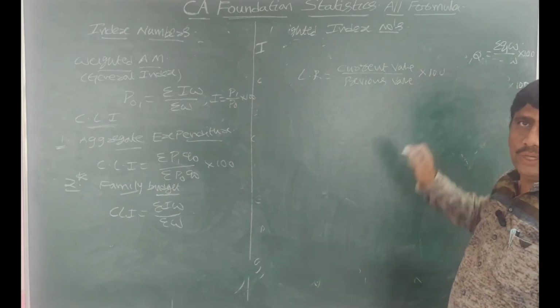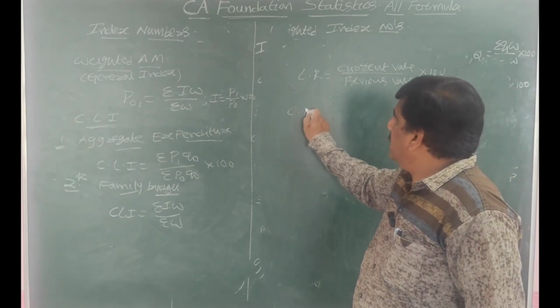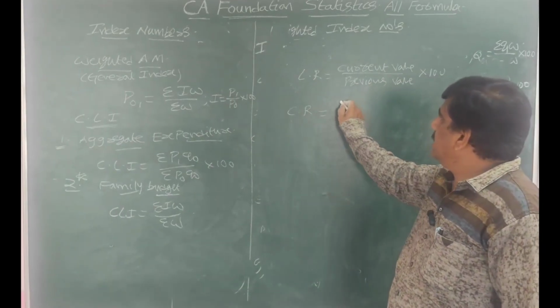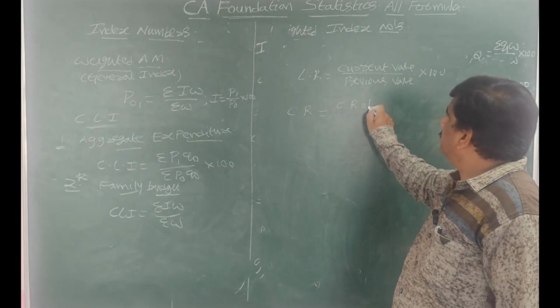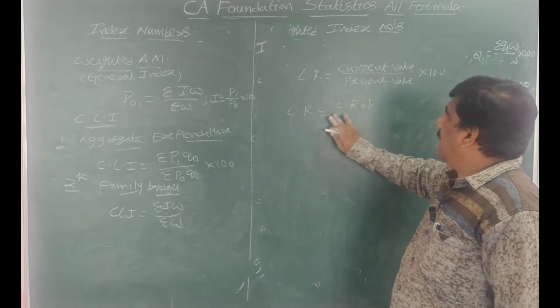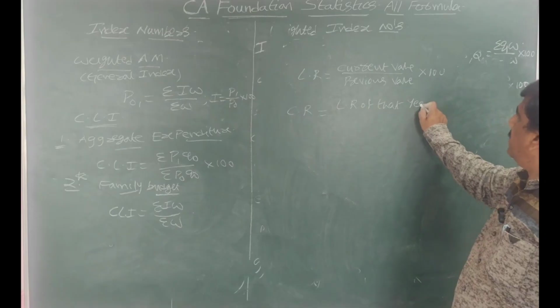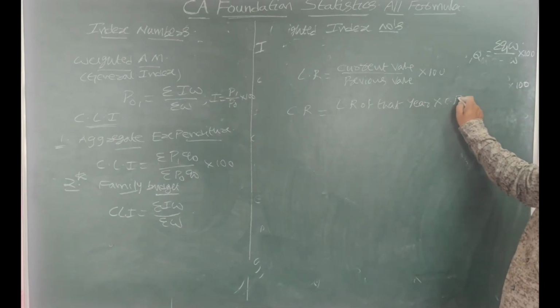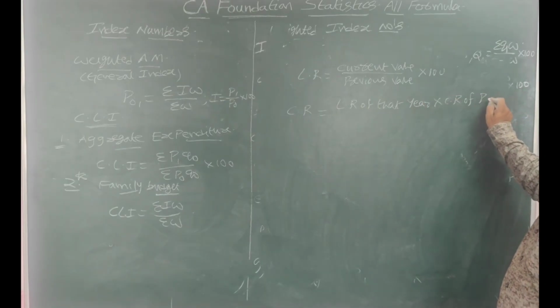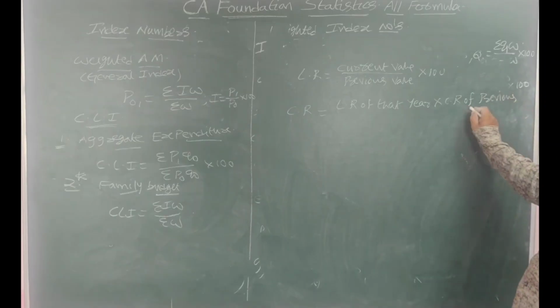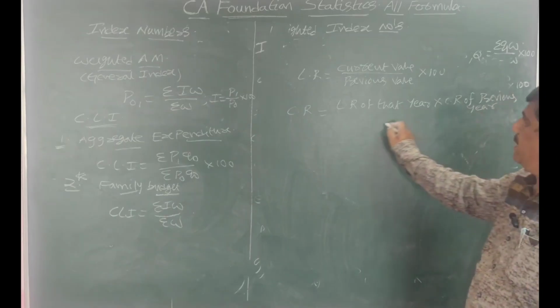After computing link relative, you can compute chain relative, CR or CBI, chain base index, where the formula is CR of that year, LR of that year into CR of previous year divided by 100. This is the formula for chain base index. LR of that year into CR of previous year by 100. Chain base index formula.